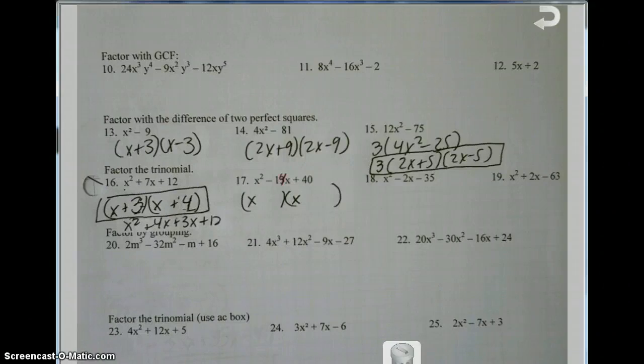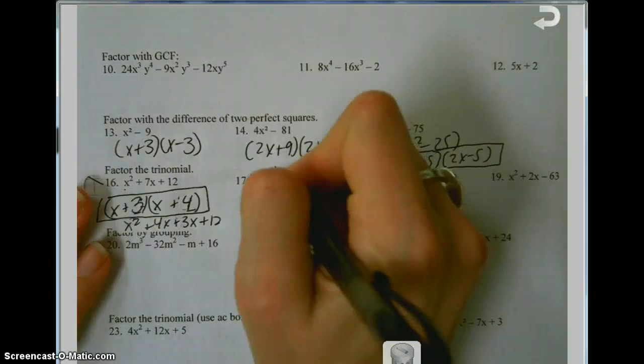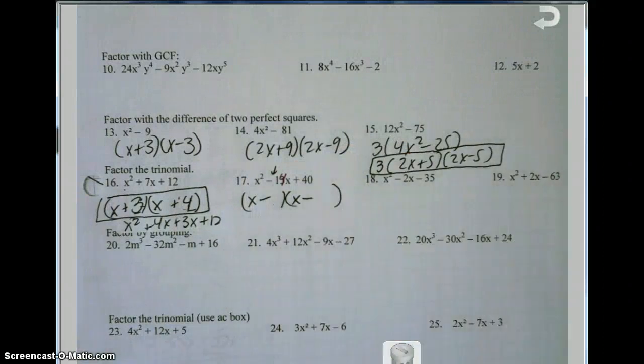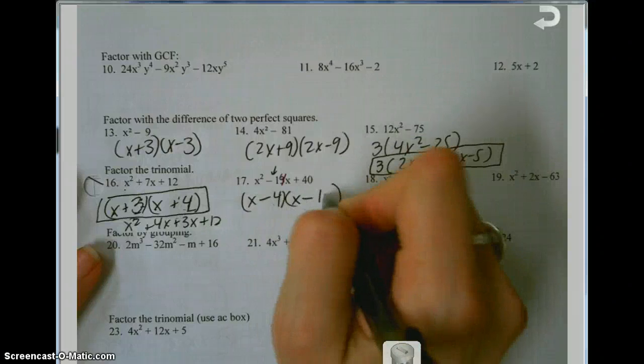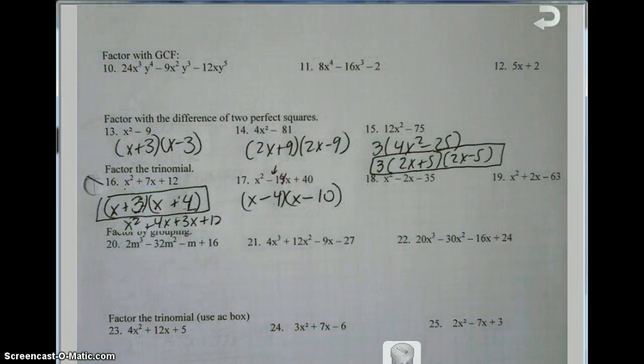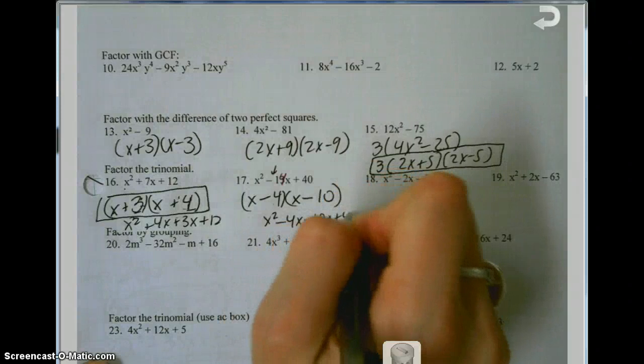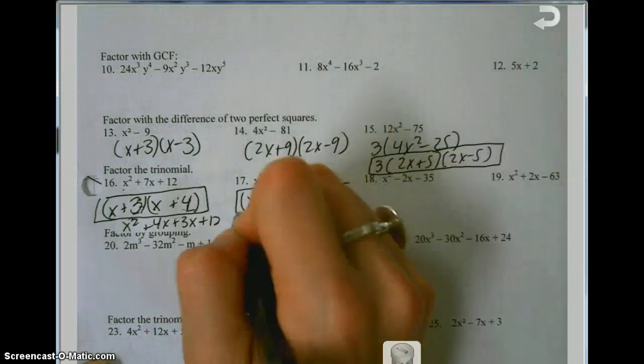How do you multiply to make a positive 40? Either two positives or two negatives. And it's apparent, looking at the sign here, that we really need to do two negatives. Okay, so again, we want to multiply to make a positive 40, and we want to make it a negative 14. So making that wise choice, let's do 4 times 10. Okay, so when we FOIL this out, we do get x squared minus 4x minus 10x and then plus 40. It does check, so this is our answer.